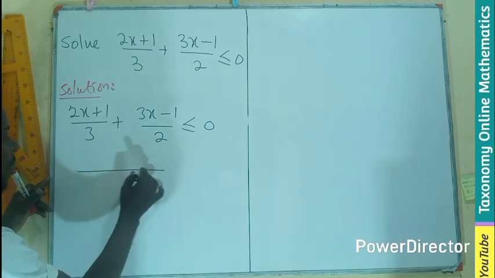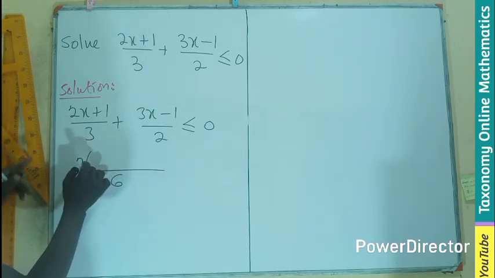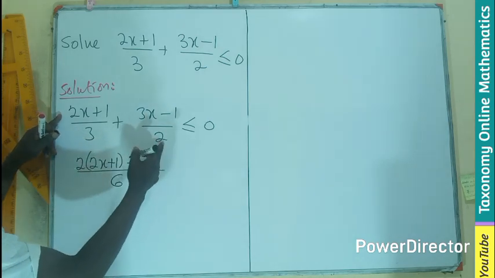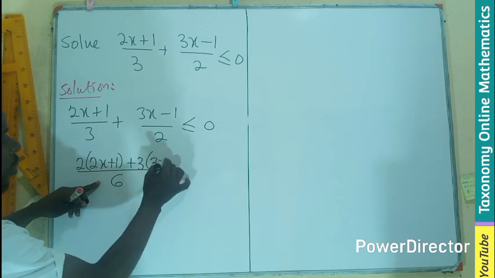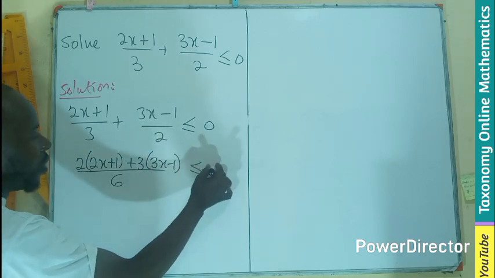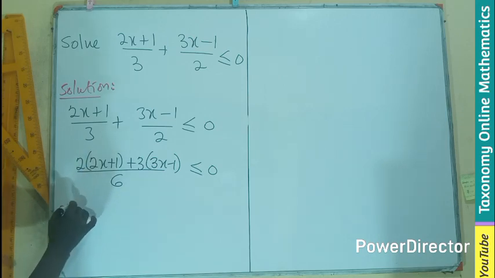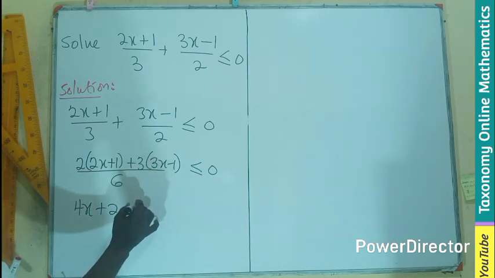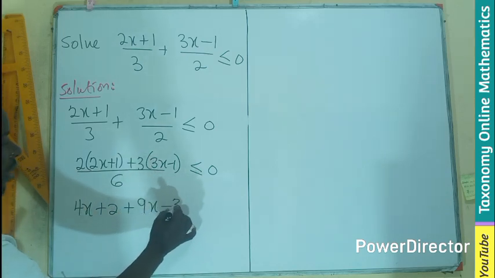So if the LCM is 6, meaning that 3 goes here 2 times, that 2 multiplies the numerator, then 2 also goes here 3 times, the 3 multiplies the numerator, less or equal to 0. So we expand the bracket. 2 times 2x will be 4x, 2 times 1 will be 2, 3 times 3x will be 9x, and 3 times minus 1 will be 3.